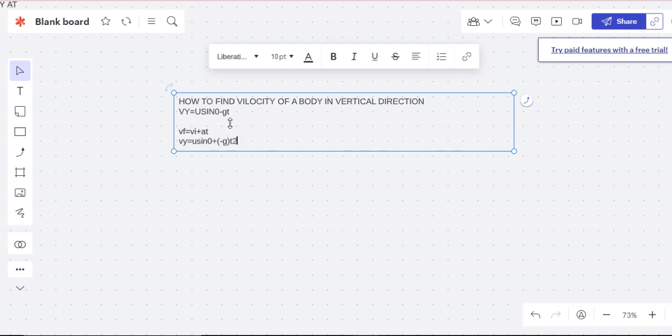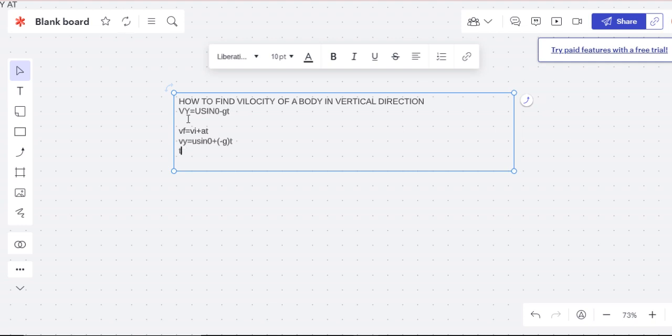So this is something like that. Vy is equal to Vi plus at, not t square here. So this is t, and the formula will be Vy equals u sin theta minus gt. So this is the velocity of a body at an instant point.